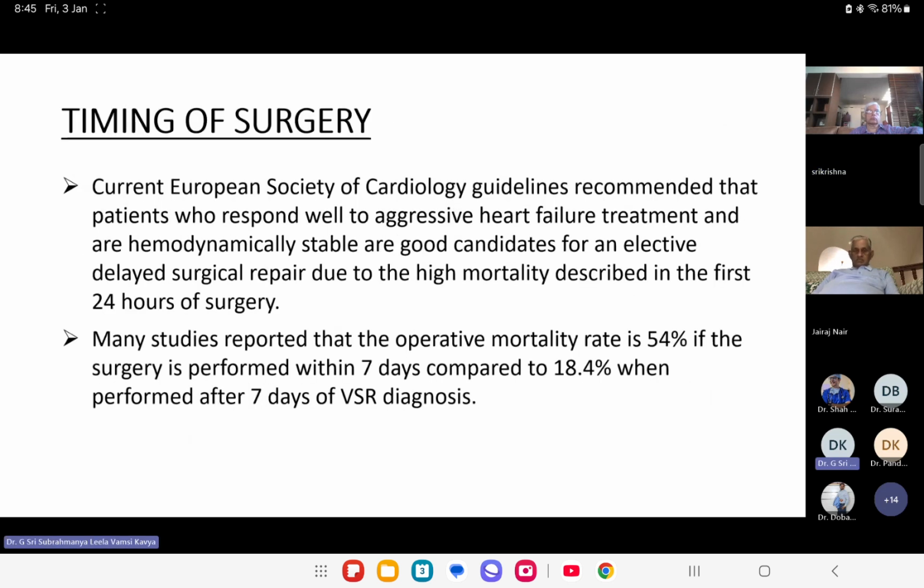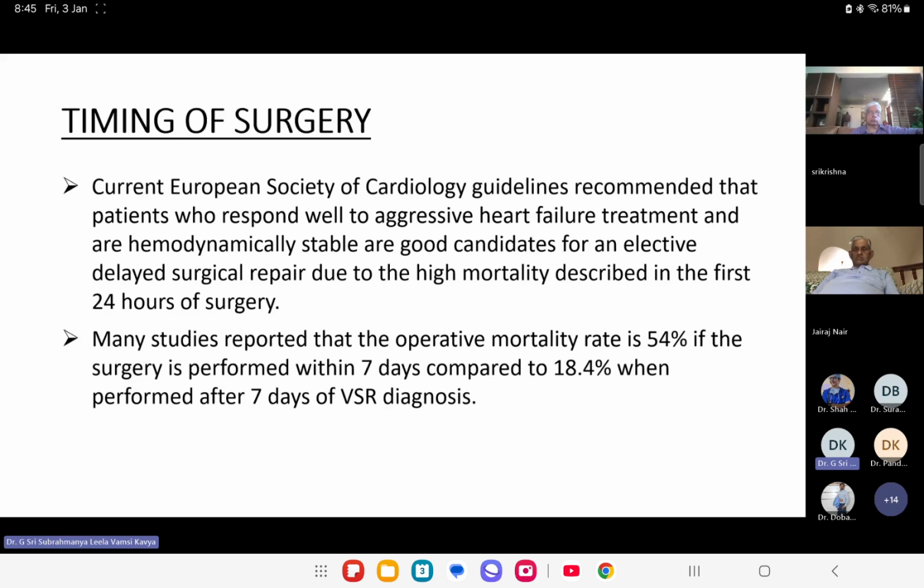Timing of surgery. Current European Society of Cardiology guidelines recommend that patients who respond well to aggressive heart failure treatment and are hemodynamically stable are good candidates for an elective delayed surgical repair due to the high mortality described in the first 24 hours of surgery.